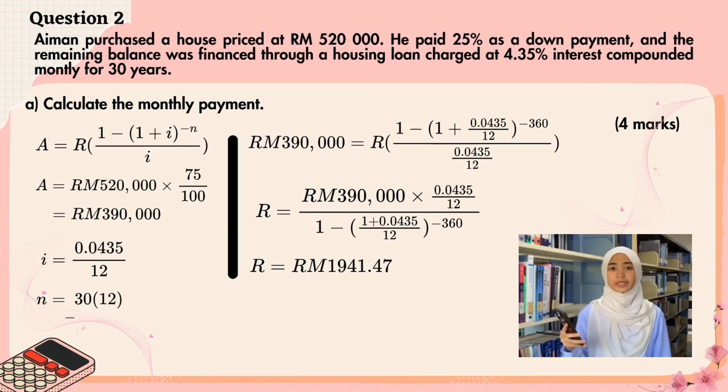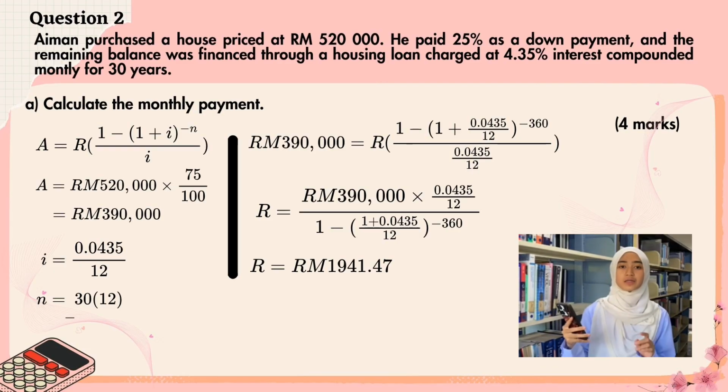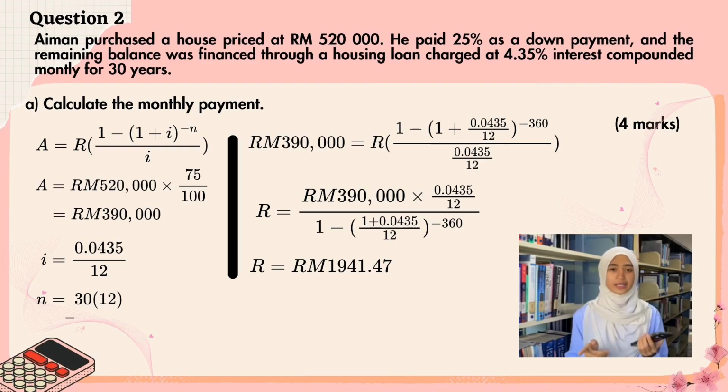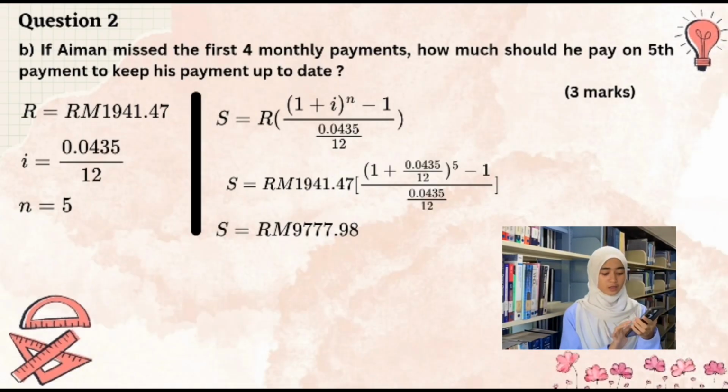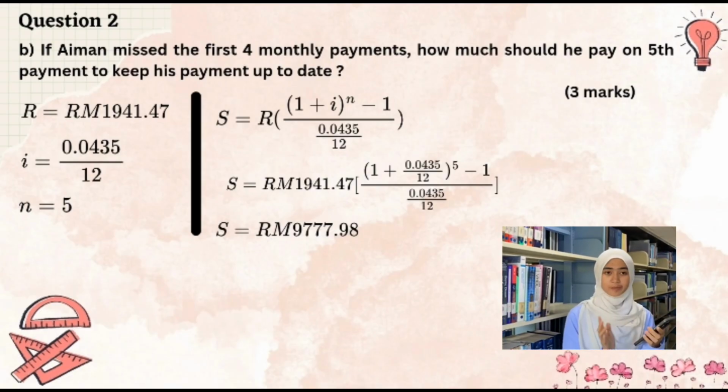For this question, we will use the present value formula, and we need to find A, i, and n. For A, 520,000 times 75 divided by 100, and you will get 390,000. For i, 0.0435 divided by 12, and for n, 30 times 12, and you will get 360. Then, for the next step, put it into the formula, and your final answer should be RM1941.47.